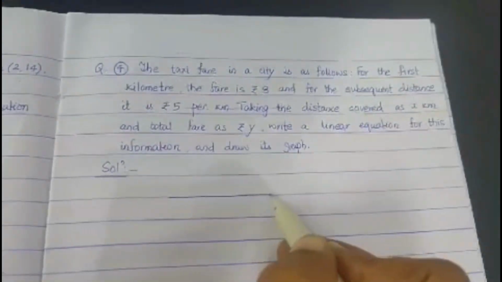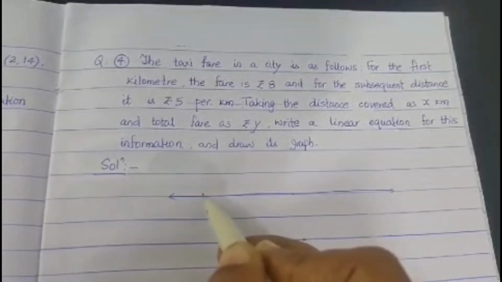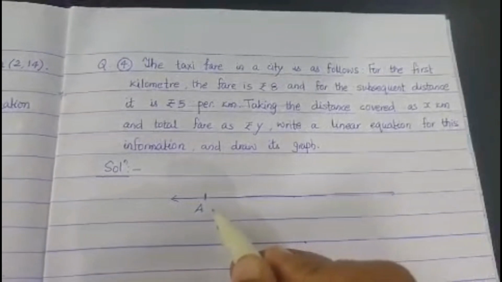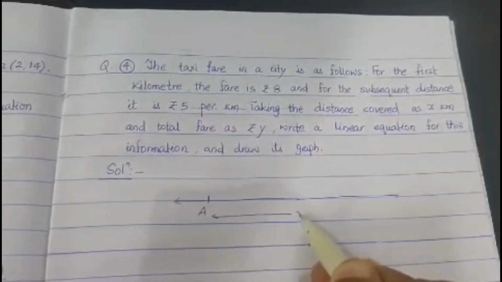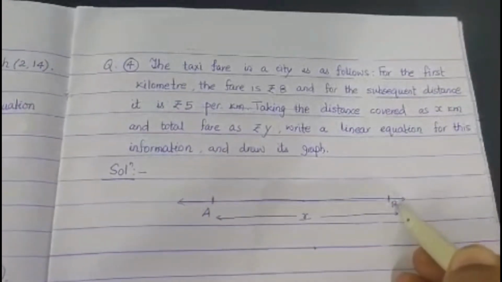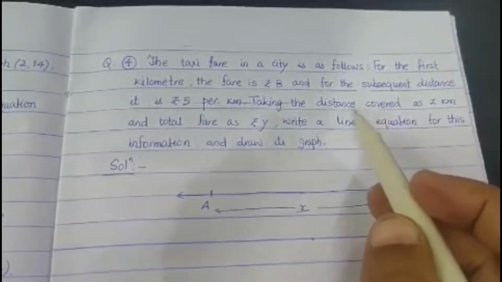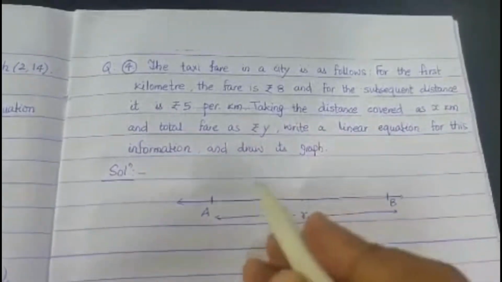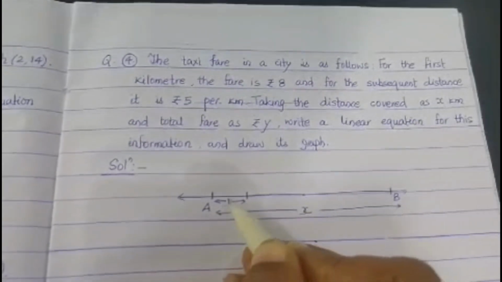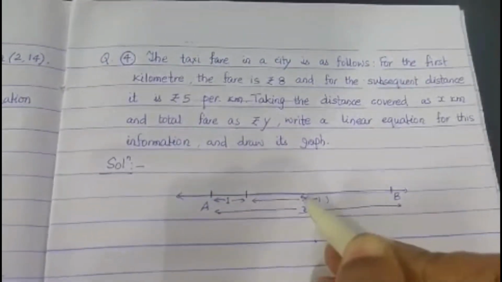So we have been given that the distance covered is x kilometer. Suppose somebody is traveling from here, so the total distance is x kilometer. He will travel x kilometer. For the first kilometer the fare is rupees 8. Suppose this is 1 kilometer, so the rest will be x minus 1 kilometer.